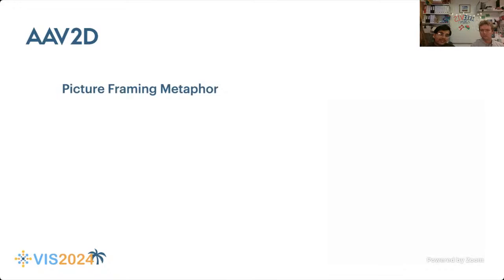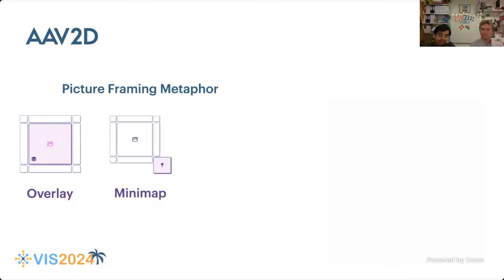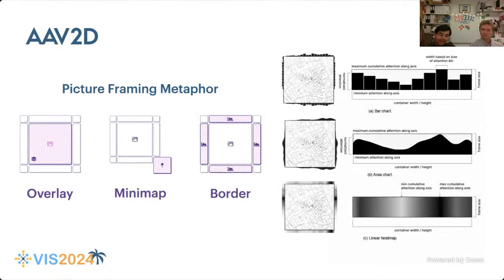To help viewers understand the engagement in this 2D implementation, we used the picture framing metaphor. With this metaphor, we envisioned visualizations as an artwork with overlays that act like a glaze to highlight regions of interest, or as with minimaps to provide a broader perspective, like decorative elements that help orient the viewer, and even borders that direct attention to key areas like a frame around the picture.